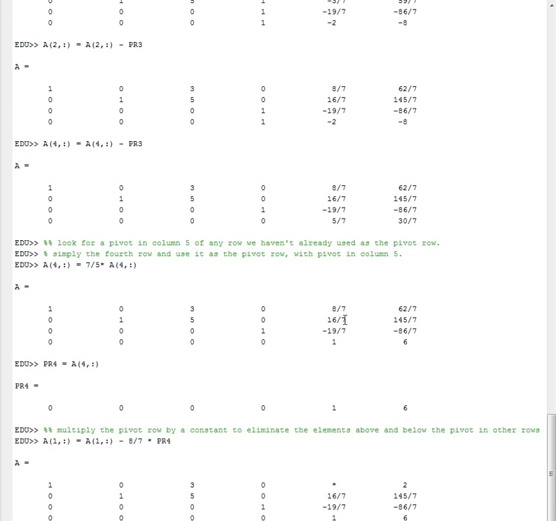Okay, so now because there are a lot of fractions involved, when Matlab is evaluating it, it's going to have a little difficulty displaying the correct fraction in the matrix.